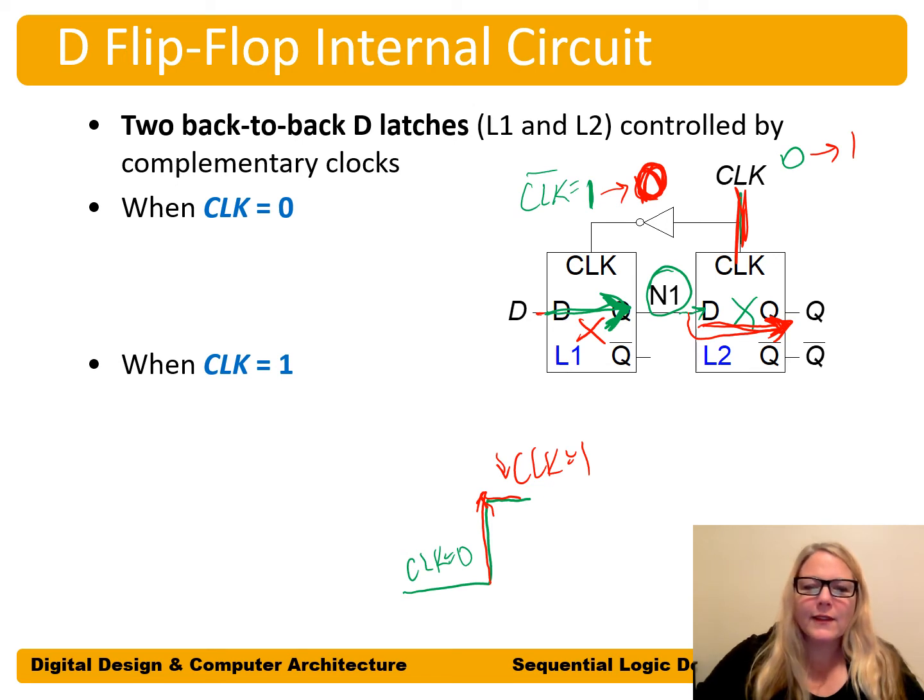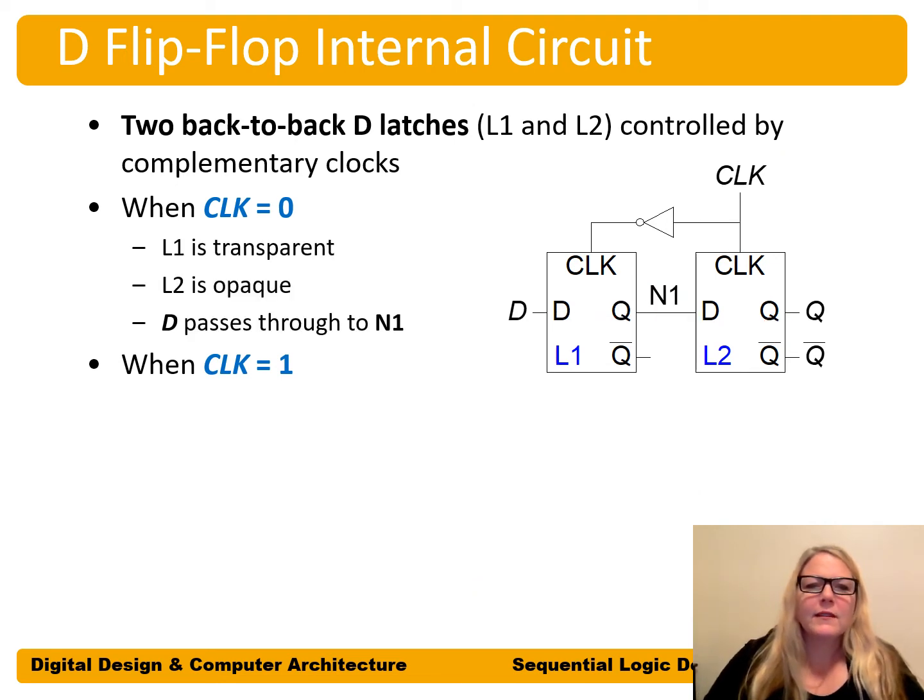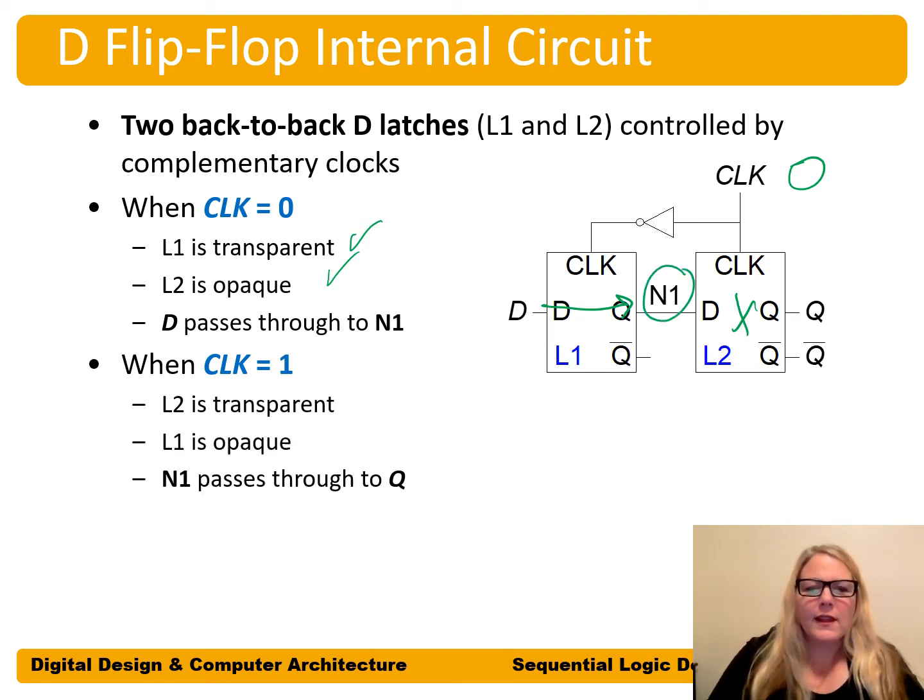And that won't happen again, right? This kind of passing through of D to Q won't happen again until the next rising edge, the 0 to 1 transition. So again, when clock is 0, L1 is transparent, L2 is opaque, and it allows D to pass through to N1. And then when clock equals 1, L1 is now opaque, and N1, this internal value that was just sampled, the value of D, gets passed through to Q.